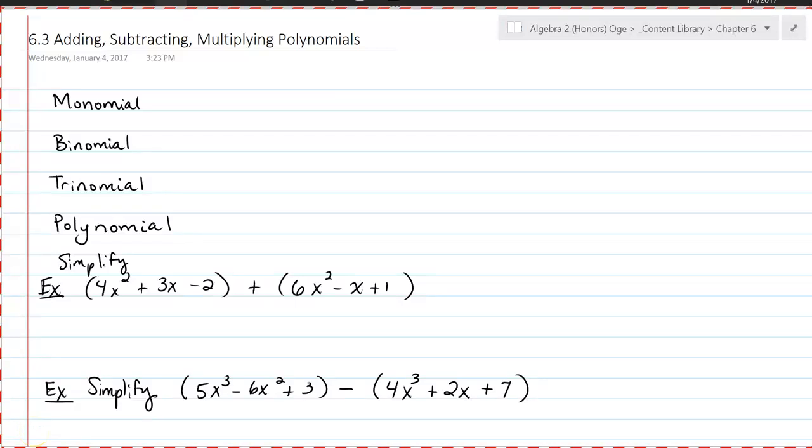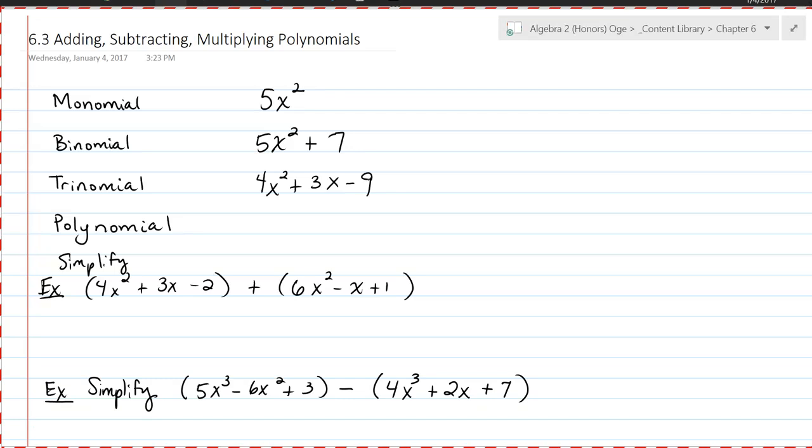So we're going to talk a little bit about terminology with polynomials. We remember that an expression that has one term is called a monomial. So an expression like 5x squared would be a monomial, one term. A binomial, bi means two, so an expression like 5x squared plus 7, an expression that has two terms, is called a binomial. And consequently, if the expression has three terms, like 4x squared plus 3x minus 9, that would be a trinomial.